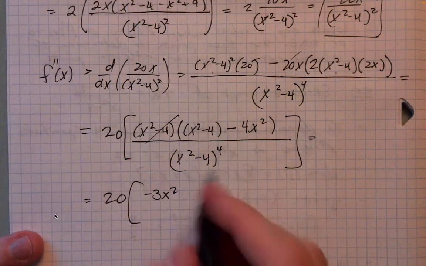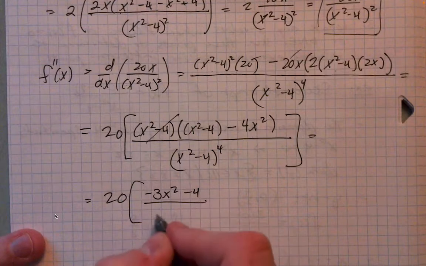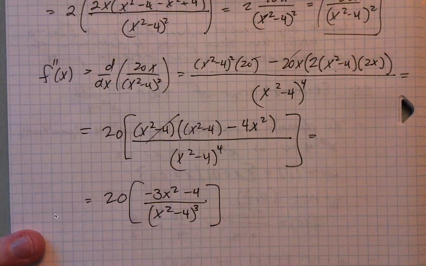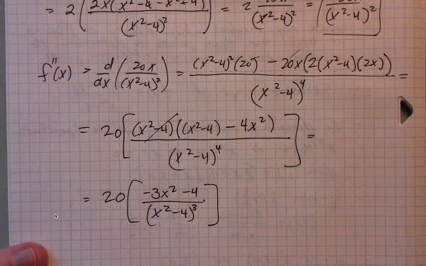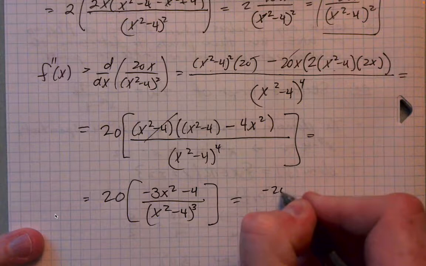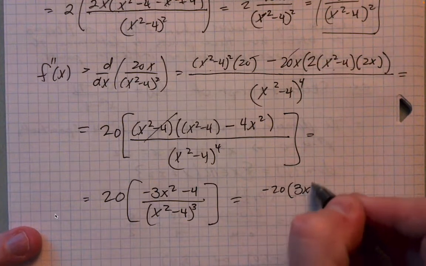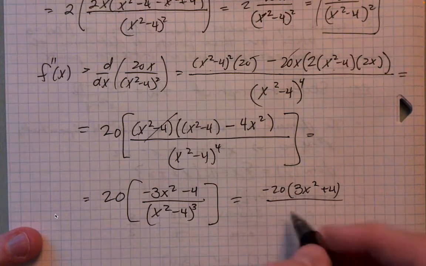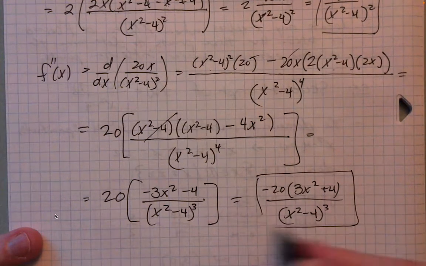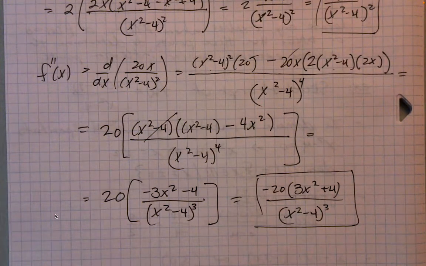And then minus 4, all of that over x squared minus 4 to the 3rd power, like so. And I think we can, yeah, let's clean this up a little bit better. Let's just write it like this: negative 20 times 3x squared plus 4 over x squared minus 4 cubed. Okay, so there's a good second derivative.